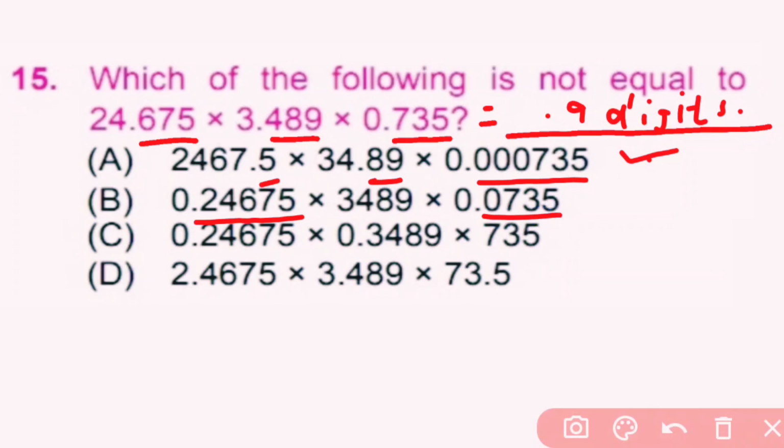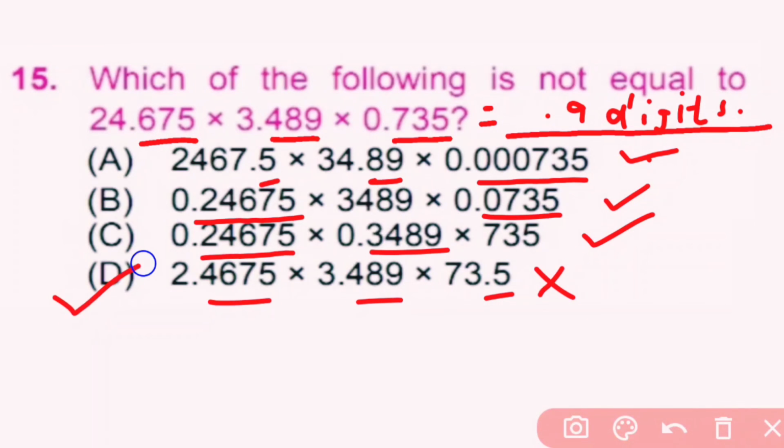Here this 5 and this 4 is 9. So here also the decimal is before 9 digits. Here this 5 and 4. Here also it is equal. In option D, this 4 and this 3 is 7 and this 8. So this answer is not equal to the given answer. So here D is the correct answer.